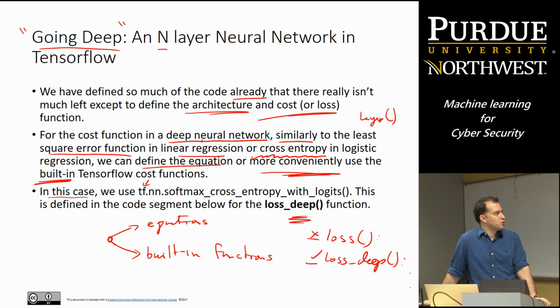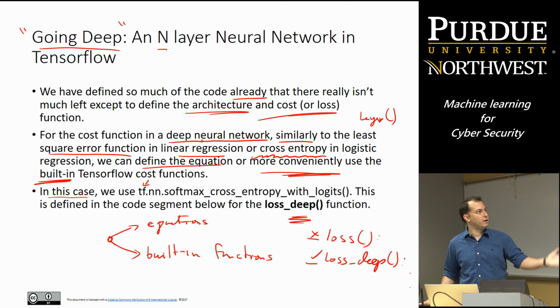So for the cost function in a deep neural network, similarly to least squared errors in linear regression or cross entropy in logistic regression, we can define the equation or more conveniently use the built-in TensorFlow cost functions. Right? And there it is. In this case, we use tf.nn.softmax_cross_entropy_with_logits. This is defined in the code segment below for the loss deep function.